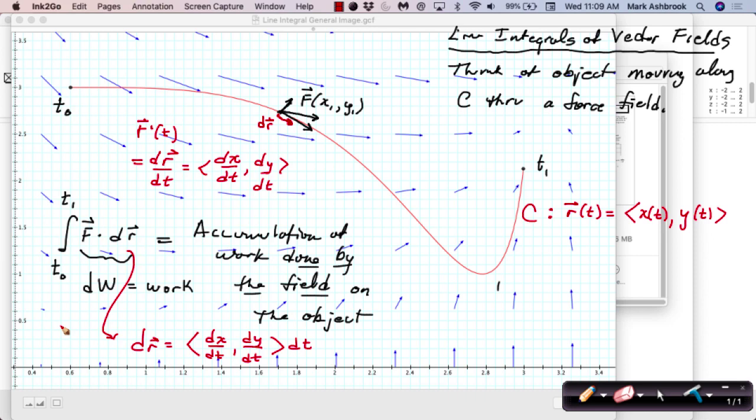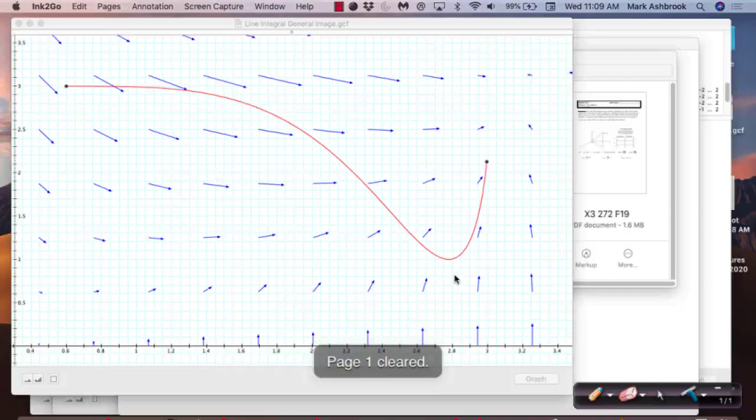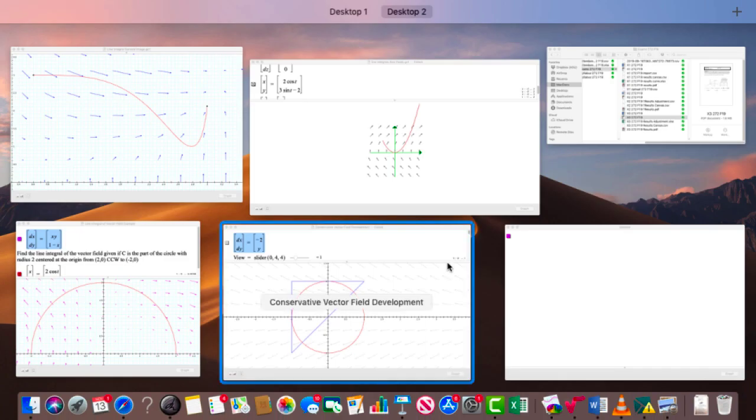Okay, questions on the concept of a line integral of a vector field? Okay, so that's kind of the overview. So let's look at an example here. What do I want to do first? Let's try this one first.